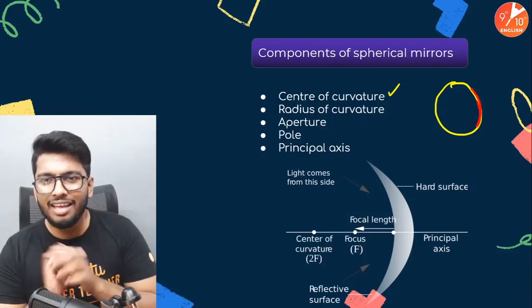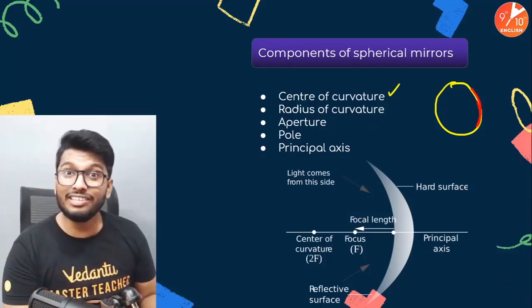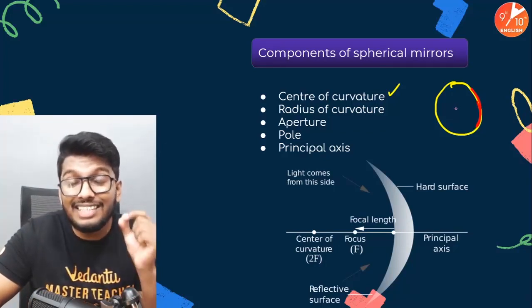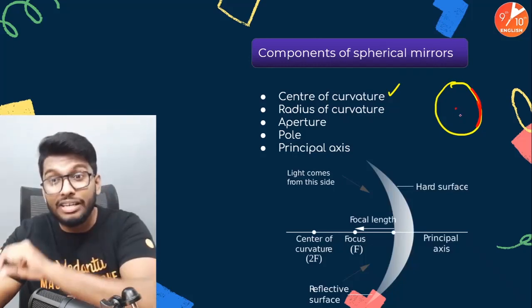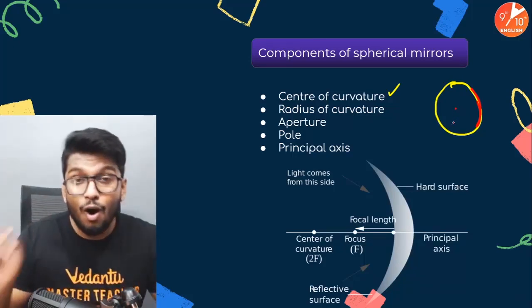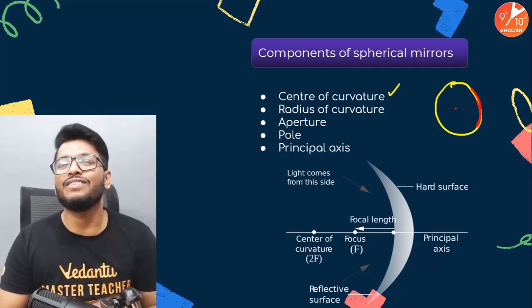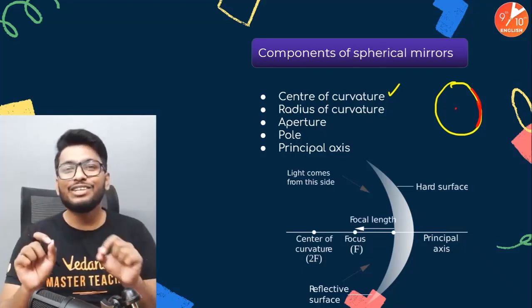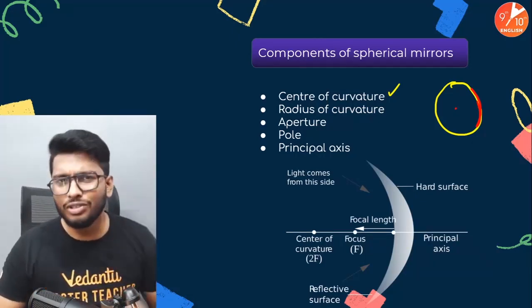Now people, this sphere will have a center because it's a proper geometric shape. The center of the sphere of which my mirror was a part, or from which I took out the mirror, is called the center of curvature. Simple. The center of the sphere is called the center of curvature.